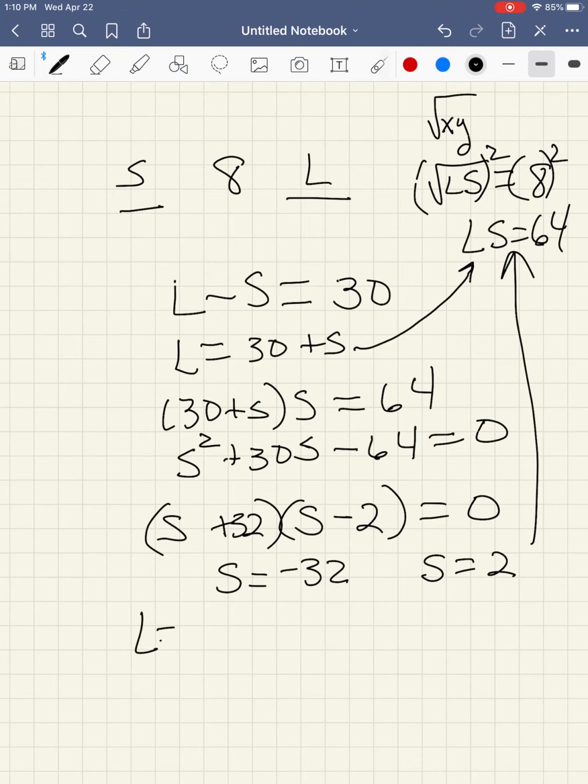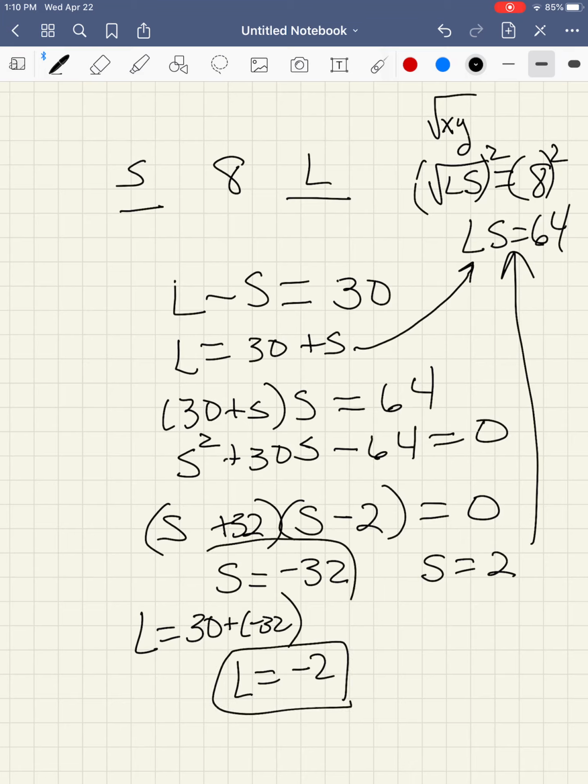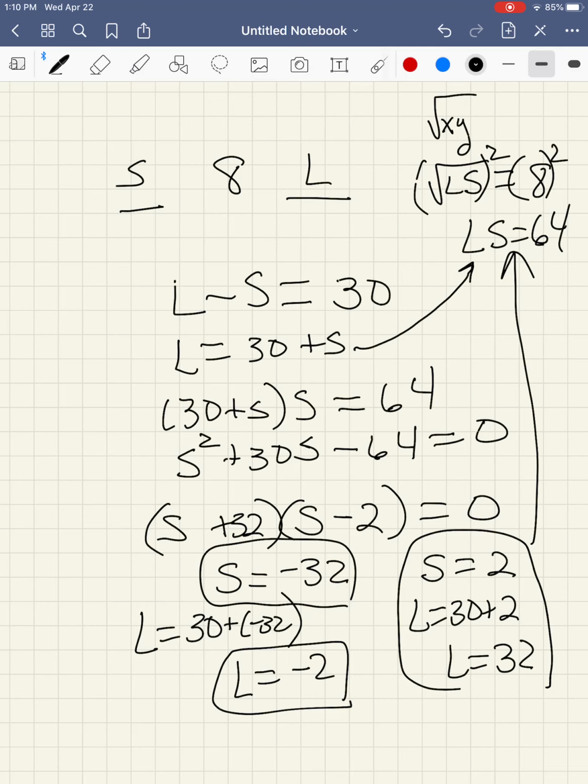So I could say that L is equal to 30 plus a negative 32, so L would be equal to negative 2. Does that make sense? Is L bigger than S? Yes. And here we do the same thing. L is equal to 30 plus 2, so L is equal to 32. So there are actually two pairs of numbers that will work to give us that geometric mean with that difference.